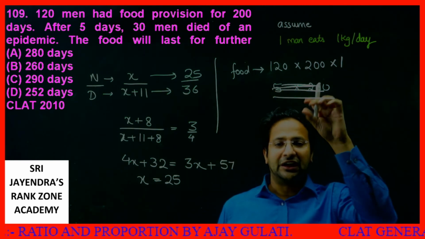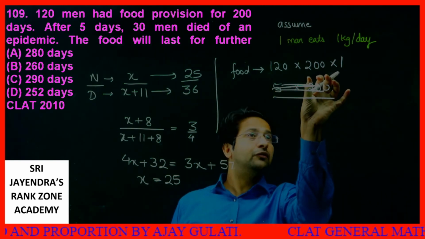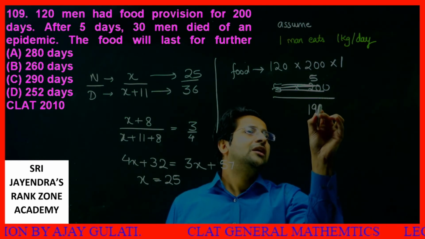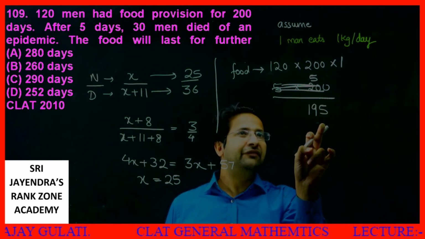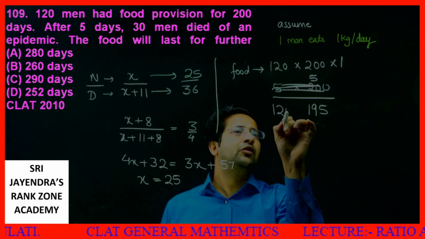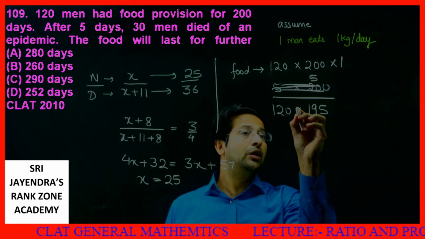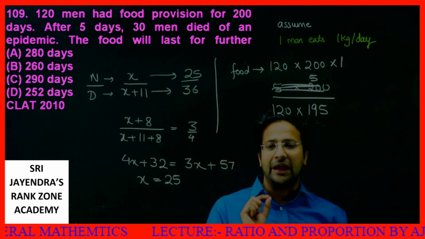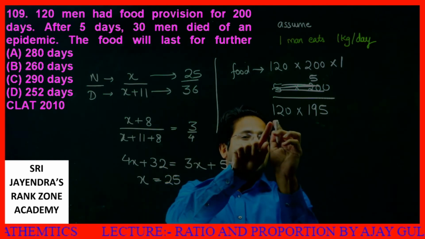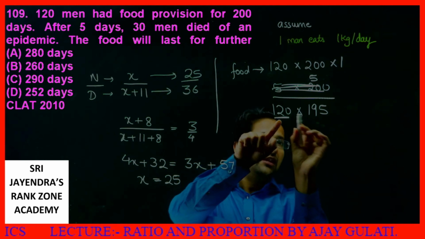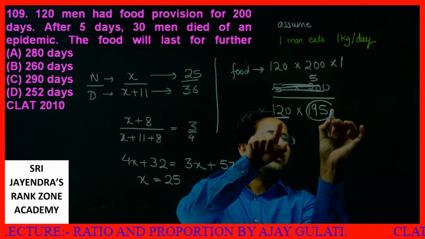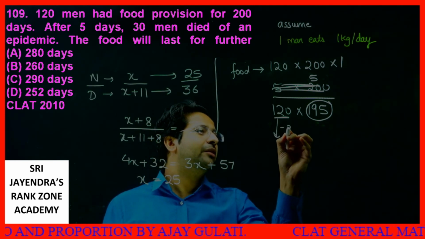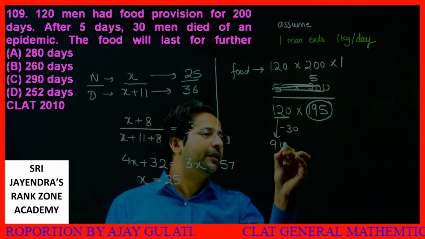After 5 days, 30 men died. See, this provision was for 200 days. 5 days have passed. Now, how many days are remaining? Now, 195 days are remaining, and the provision is still for 120 people. Now think about it carefully. 30 men died of an epidemic. We had 120 people. For them, the food was available for 195 days. Now 30 men died, so the number of people becomes 90.